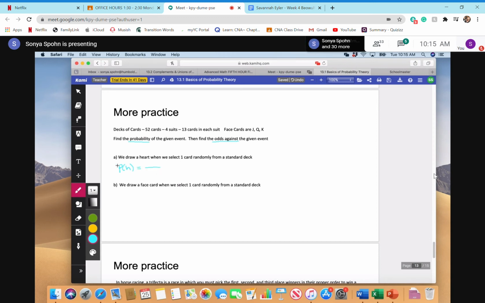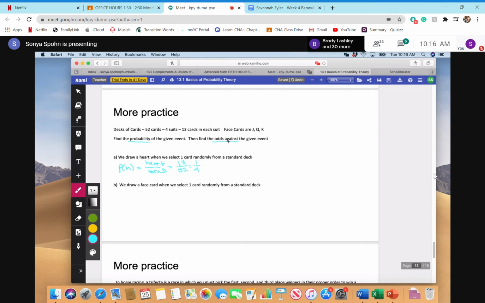When we do probability, it's going to be the heart over the total. How many hearts are there? 13. How many cards in all? 52. And then we would simplify that. And that would be 1/4, because you can divide by 13 out of both of those. So this is just simplified. So we have a 1 in 4 chance of picking a heart for probability. Okay.